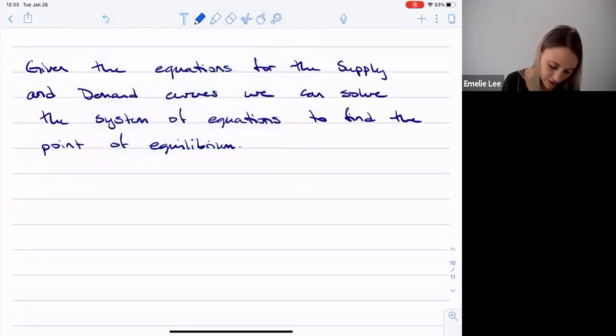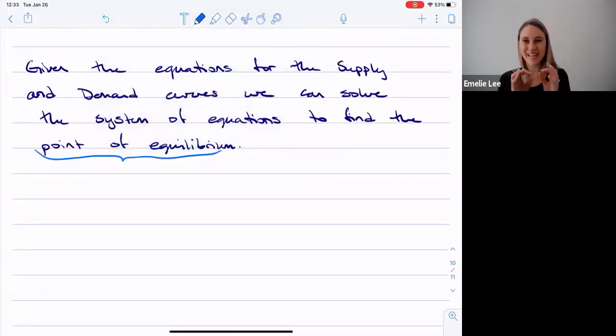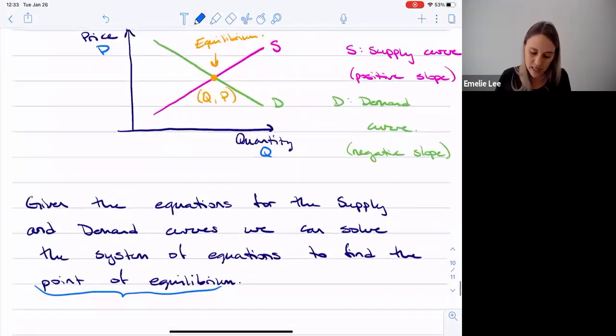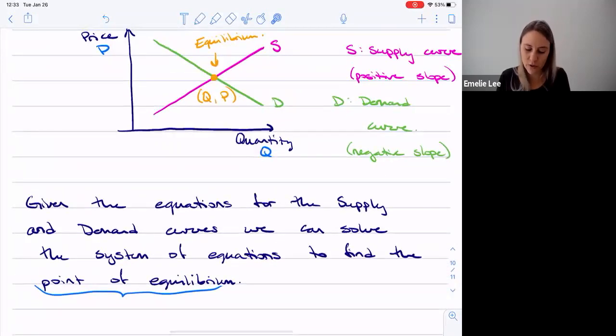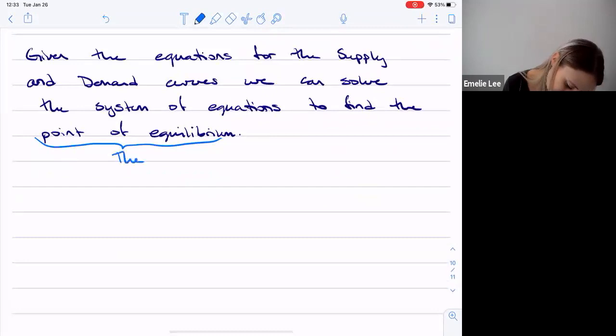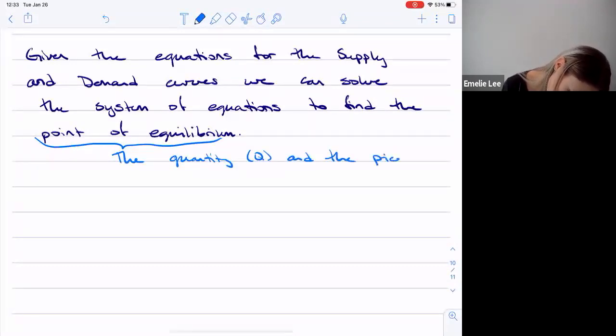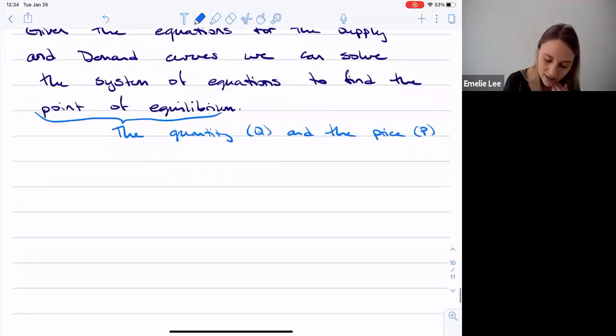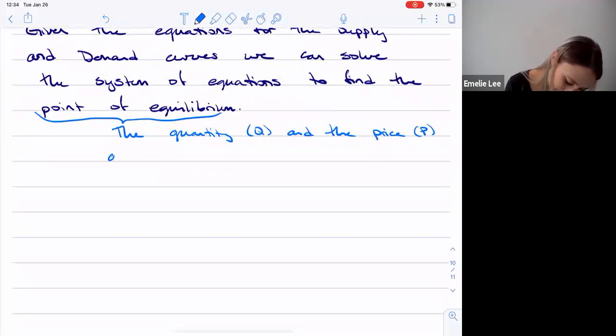And just to clarify, the point of equilibrium is the price and the quantity, or the quantity and the price rather, in that order, because we always say the x-axis first. So the quantity and the price at the point of intersection. The quantity, Q, and the price, P, at the point of intersection.